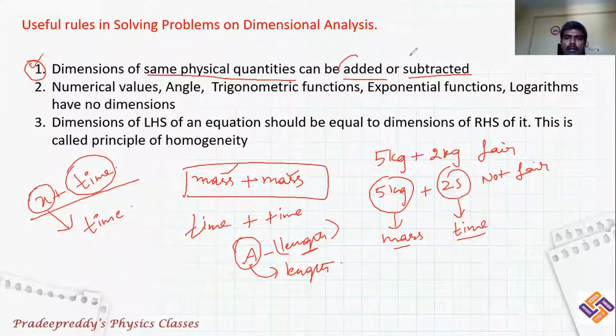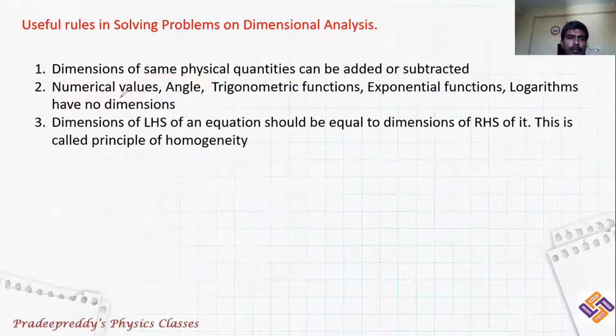This is number 1. Number 2, numerical values, angles, trigonometric functions, exponential functions, logarithms have no dimensions. Say, for example, we have sine theta. This has no dimensions.